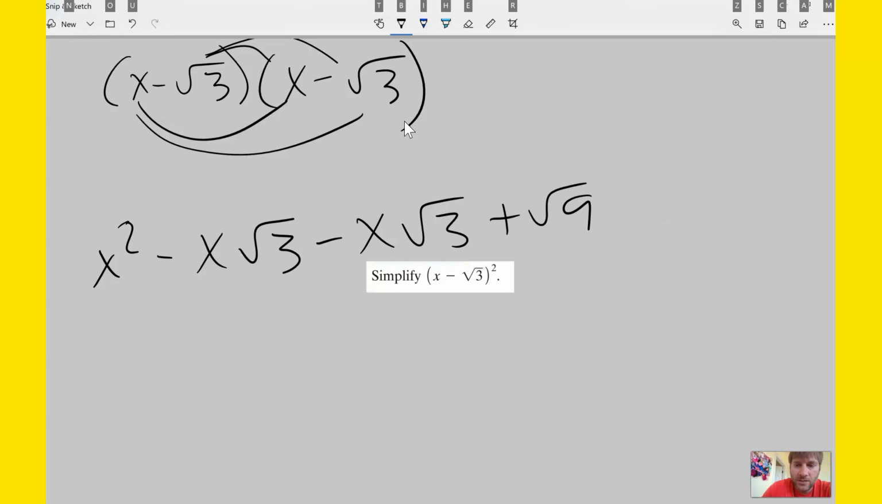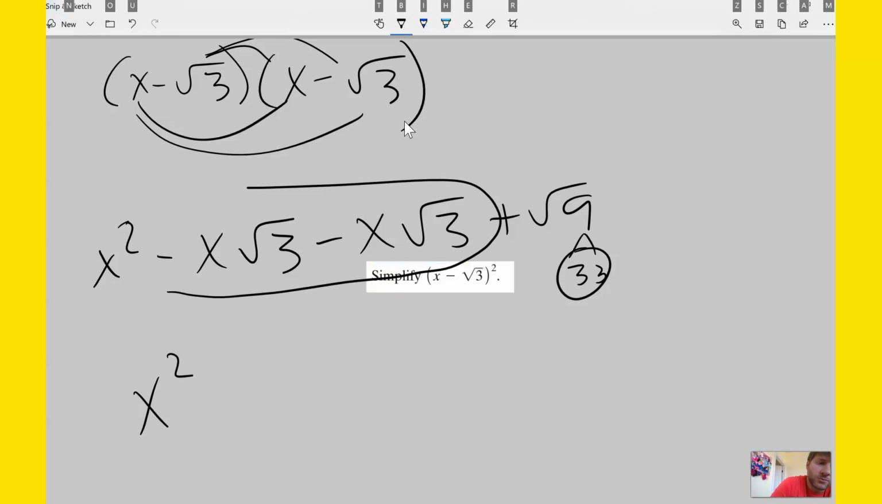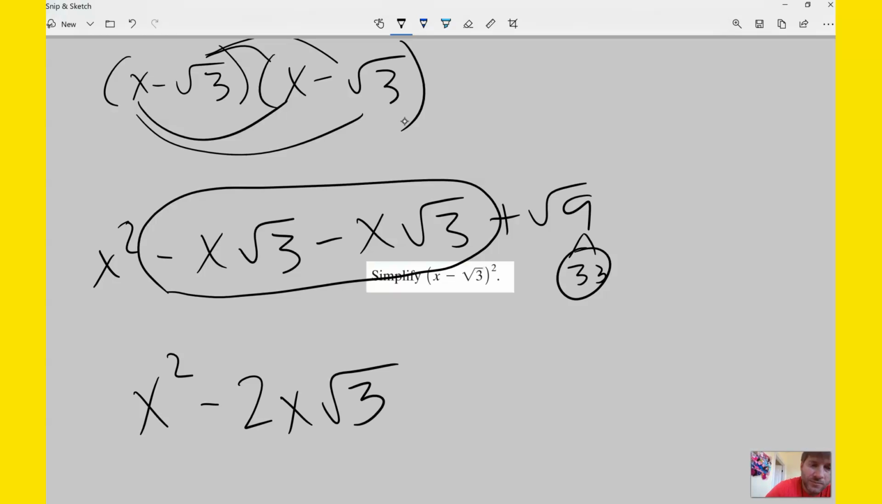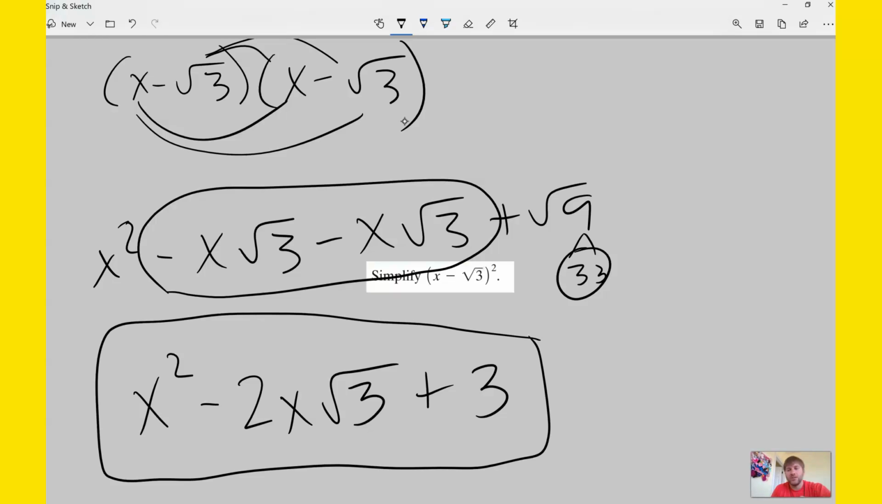All right, so what happens? The 9 breaks down to 3 times 3, right? The square root of 9 is just 3. So it's just x squared. And then these are like terms. So negative x root 3 minus x root 3 is minus 2x root 3. Plus 3. Because the square root of 9 is just 3. And nothing else is alike. So this is the final answer to that.